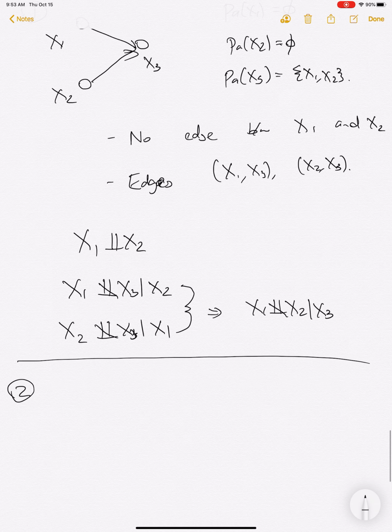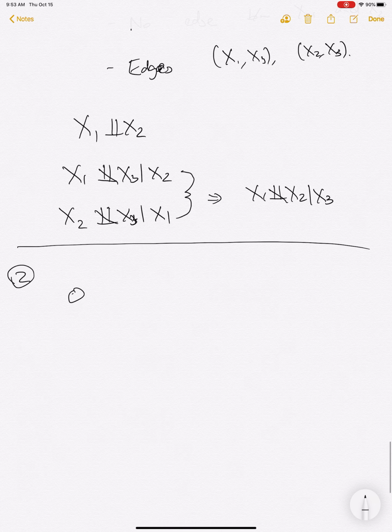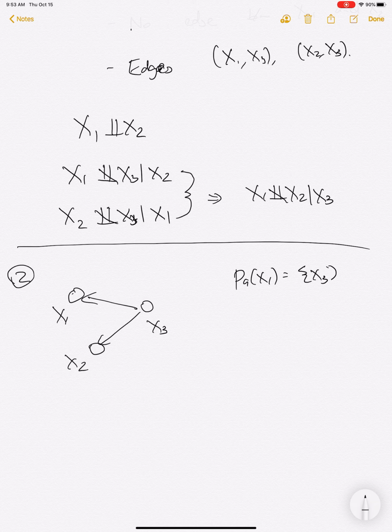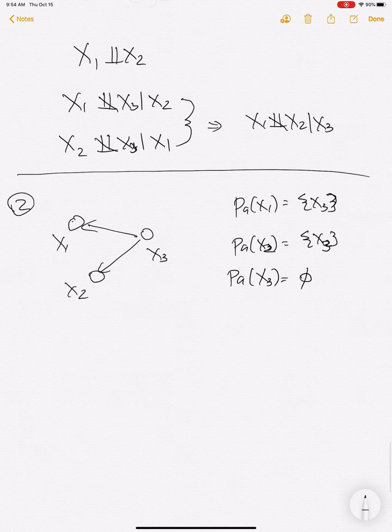So then for the second example, we have x1, x2, and x3. And then we have that the parents of x1 is equal to the set x3. The parents of x3 is equal to the set x2. And the parents of x2 is equal to x3. And then the parents of x3 is again just the empty set. There's nothing in that.